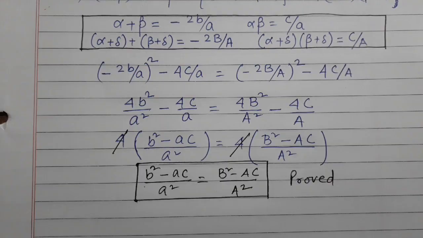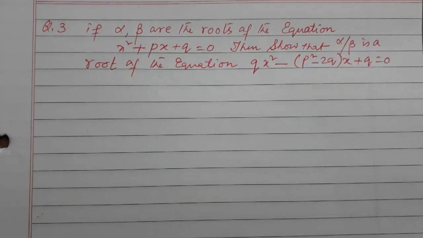Hence proved. Now let us see the next question. It is given that if alpha and beta are the roots of the equation x square plus px plus q equals to 0, then show that alpha by beta is a root of the equation qx square minus p square minus 2q into x plus q equals to 0.